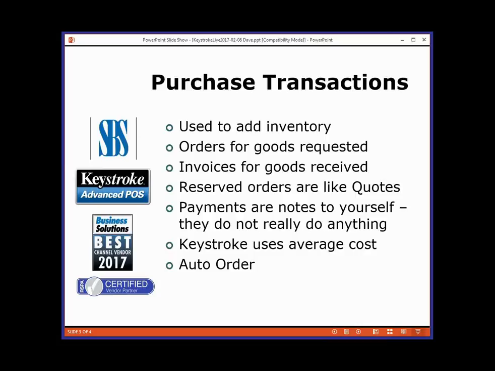Or say you go to Office Max and buy paper and supplies and all of that, you can bring it back and just do a purchase invoice to input it. What you want to be sure to do is get the inventory added to your quantities on hand, whether that's through a purchase order or a purchase invoice. There's also a reserved order that's just kind of like a quote. It's kind of a work in progress. It doesn't really count for anything.